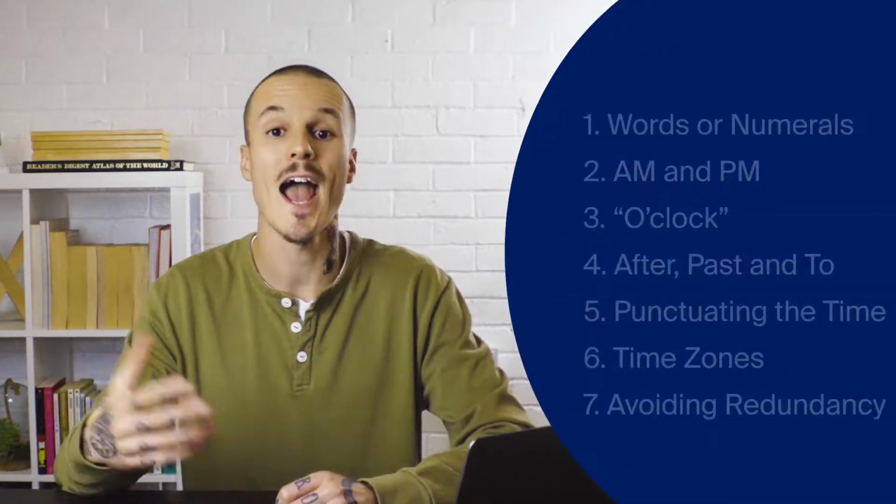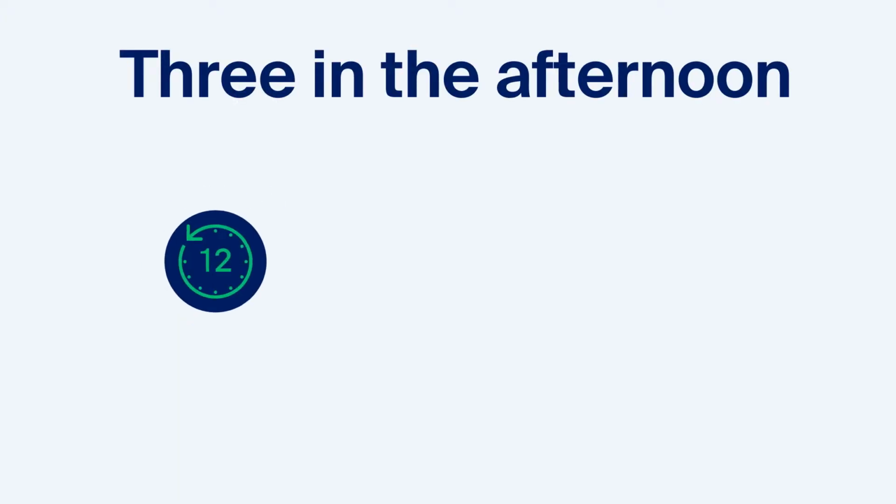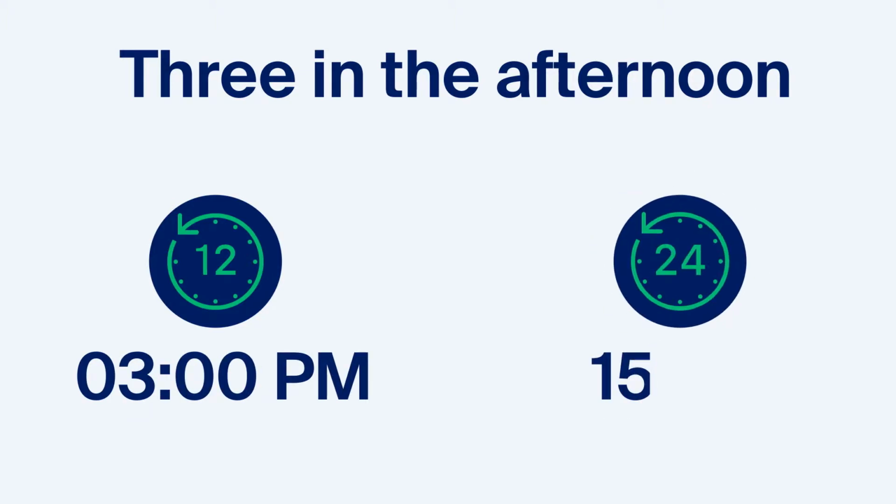AM and PM. When writing the time as numerals, you can use the abbreviations AM and PM. We can use AM and PM to indicate the time of day whenever we're writing using the 12-hour clock format. 3 in the afternoon would be 03:00 PM, whereas on the 24-hour clock, 15:00.